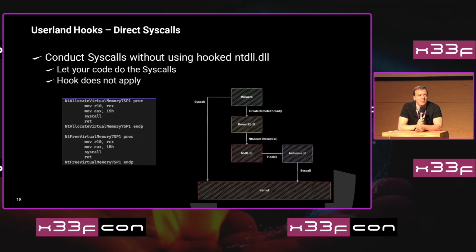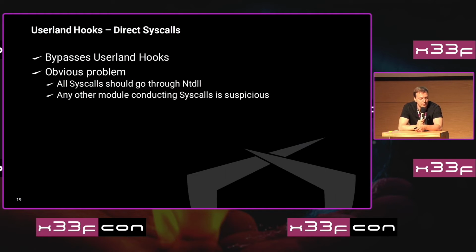There are some obvious ways to bypass userland hooks, and probably 100,000 ways in total. The most obvious way is to directly conduct a system call, and this is doable by simply embedding the code snippets of ntdll.dll into your own malware, and then letting your malware do the system call for you, which effectively bypasses kernel32, ntdll.dll, and the antivirus DLL. However, it does bypass userland hooks, but there are some very obvious problems with this approach.